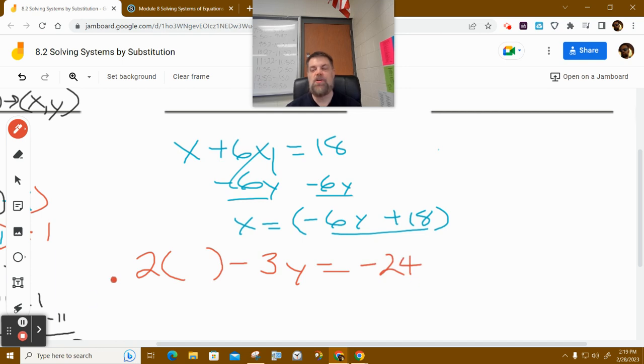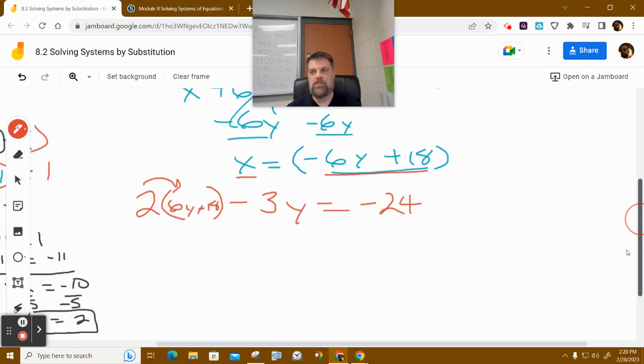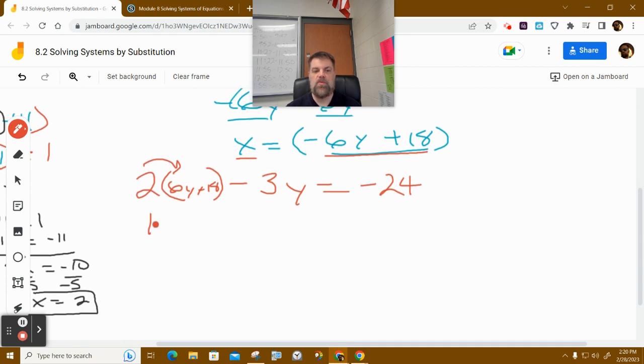All right, so 2X. But what is X equal to, you guys? X is equal to this stuff, isn't it? So I'm going to plug in here 6Y plus 18. I'm wondering why I didn't write that bigger. What's 2 times 6Y? 12Y. And then what is 2 times positive 18? 2 times positive 18 is 36. And then we have minus 3Y over here equals negative 24.